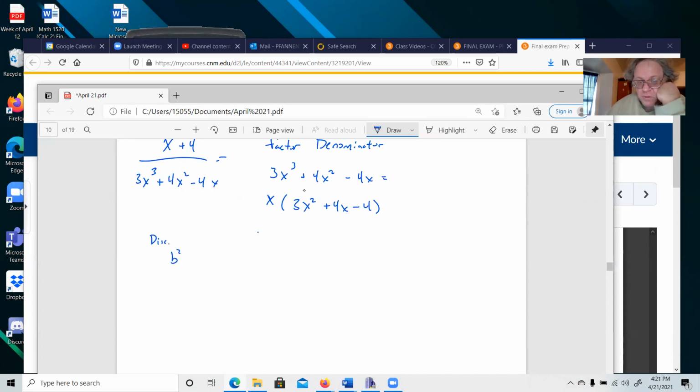So discriminant is b squared minus 4ac. So that's 4 squared minus 4 times a is 3, c is negative 4. So that's 16 plus, right, 12 times 4 is 48. That's bigger than 0. We're going to have 2 solutions, which means in theory, this is factorable. Okay. It may not be nice, but it is factorable. Okay, great. Let's see.